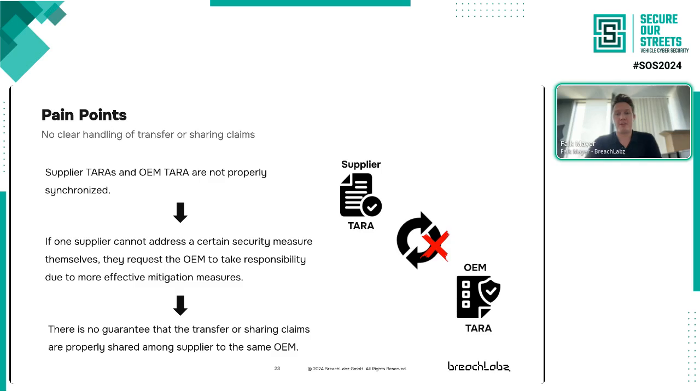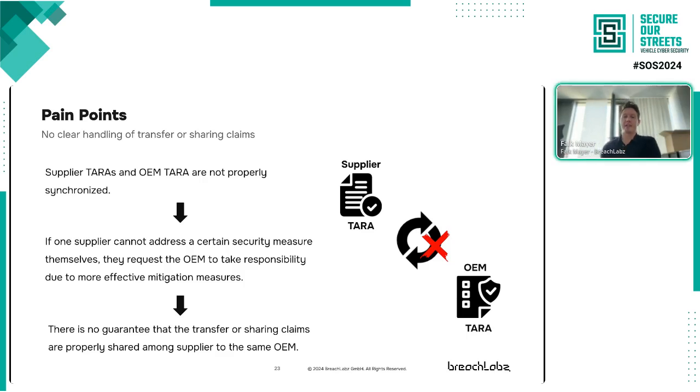Yeah, and then we come to one of our last points, and that's the handling of transfer and sharing claims. As you know, we basically have four different risk treatment measures. We have retention to accept the risk, we have mitigation, and we have transfer and sharing. Transfer and sharing are two very interesting things to do because they require the supplier towers and the OEM towers and other supplier towers to be properly synchronized.